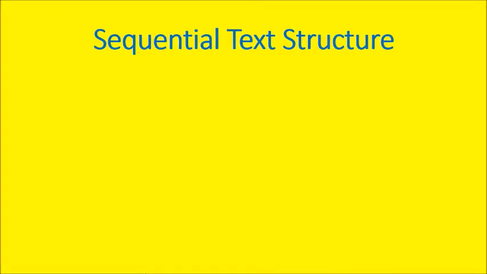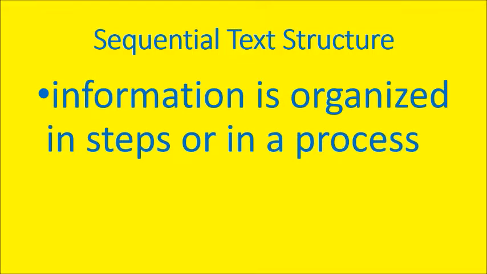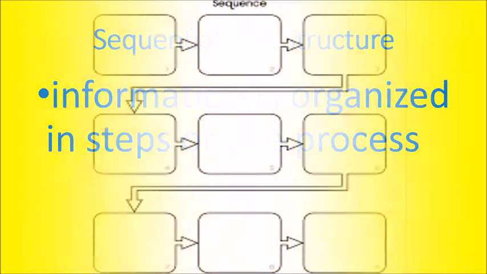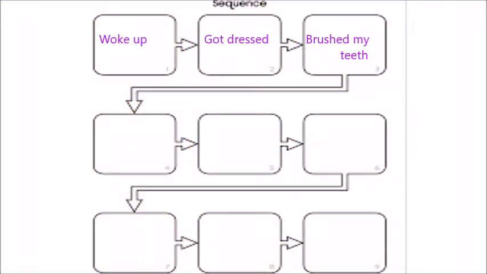Sequential text structure. Sequential text structure is when information is organized in steps or in a process. So for example, let's say that you're trying to tell me what's going on this morning when you wake up. So first you might say you woke up and you got dressed, then you brushed your teeth, then you went and ate breakfast. So each one of those things is going to go into one of the boxes in this graphic organizer of sequence.